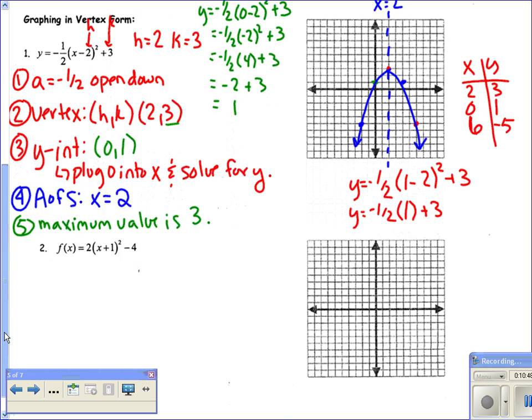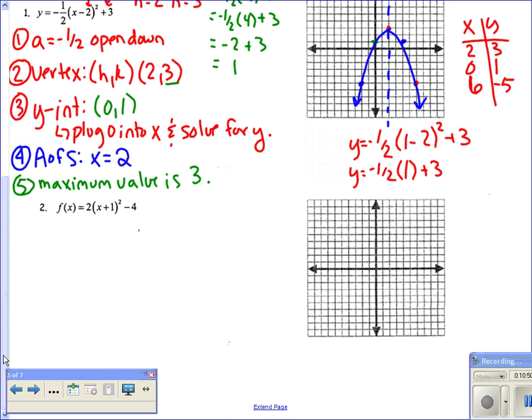So let's go to this next graph that we have right here. For this next graph, I'm going to do the same thing. I know that the first thing I'm going to look at is my A value, which in this case is 2. If there wasn't a number there, then it would just be 1. So I know my graph in this case, instead of opening down, opens upwards.